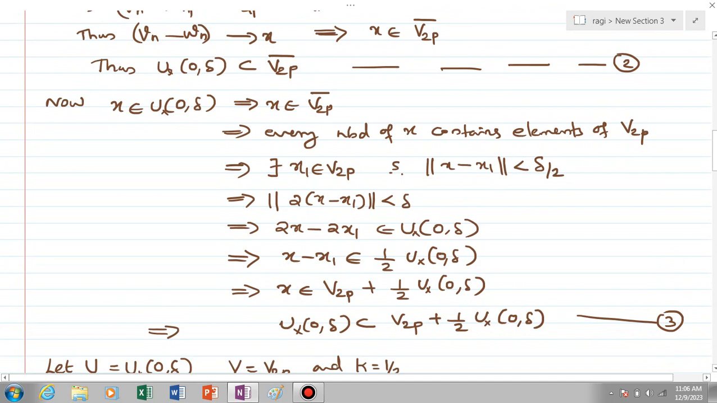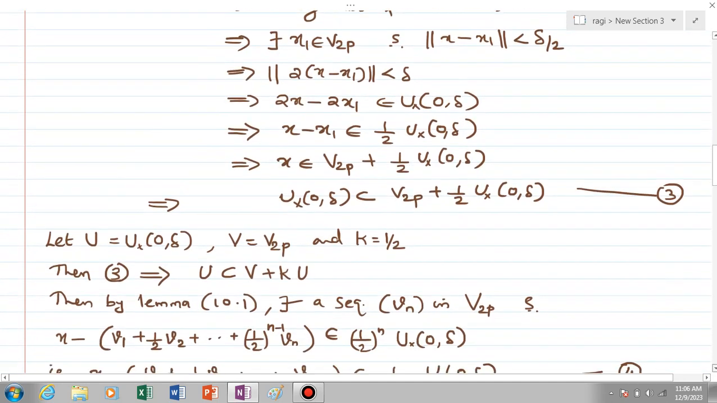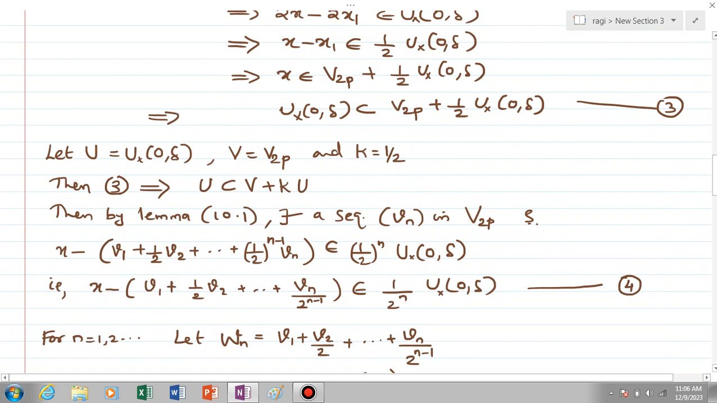That means x minus x1 is an element of half of the ball with center 0 and radius delta. That is, x is an element of V2p plus half of U(0, delta). So we have arrived at the conclusion that the ball with center 0 and radius delta is a subset of V2p plus half of U(0, delta). Let it be equation number 3. Now we rename the ball with center 0 and radius delta equal to U, V2p equal to V, and k equal to 1 by 2. Then we have from equation 3 that U is a subset of V plus kU.